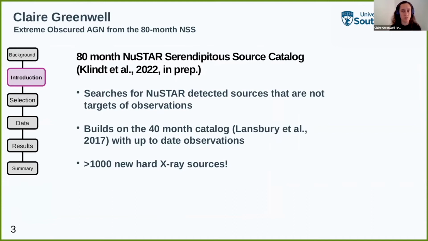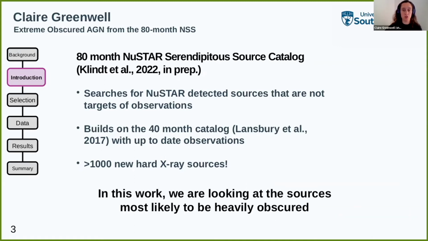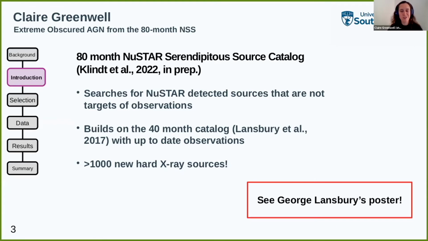So this is where the NuSTAR serendipitous source catalog comes into play. This is a big work by Lazalka Clint that's, I think, on the very verge of submission at the moment. And this searches for NuSTAR detected sources that are not the targets for any observations. So they're in observation fields, but they're nothing to do with the science targets of those observations. And this builds on the 40-month catalogue that was from a few years ago with up-to-date observations. So this is more than 1,000 new hard X-ray sources. And if you want any more information, you can talk to George Lansbury at his poster.